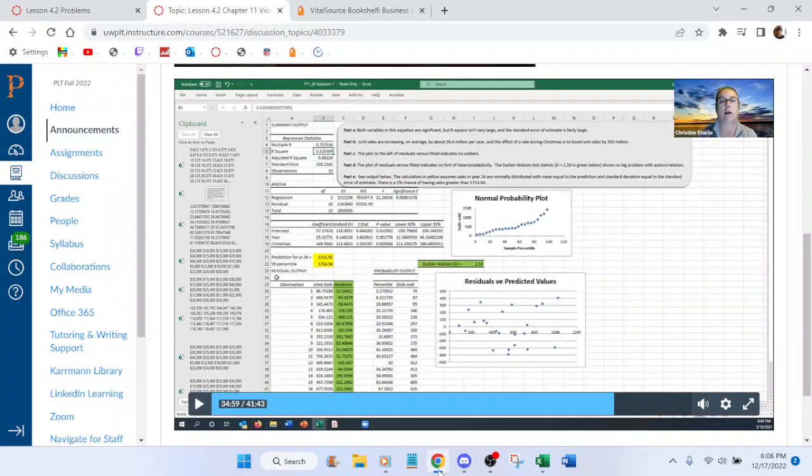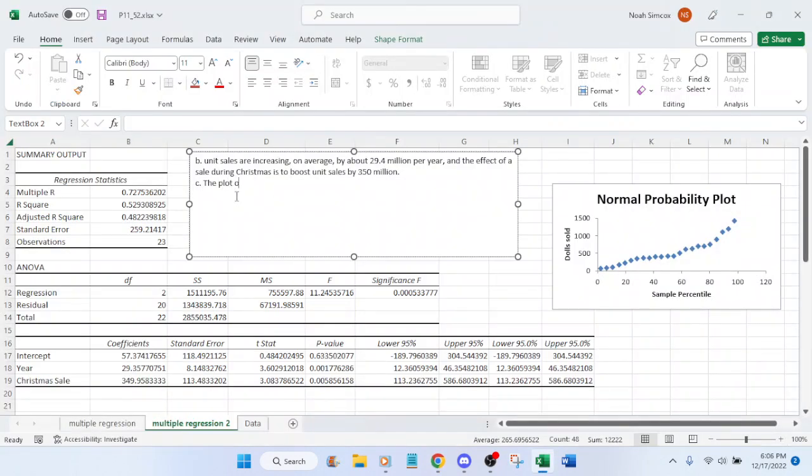The plot of standard residuals versus predicted values doesn't indicate any outliers. D.